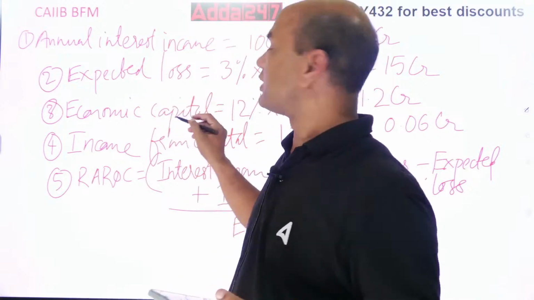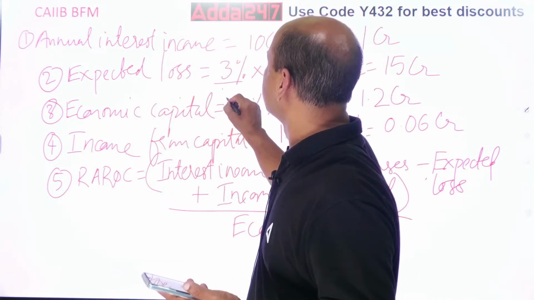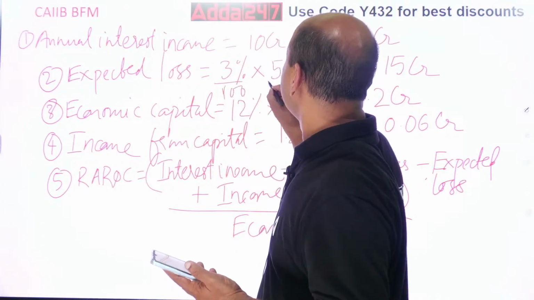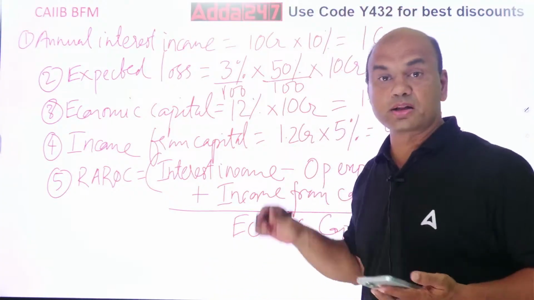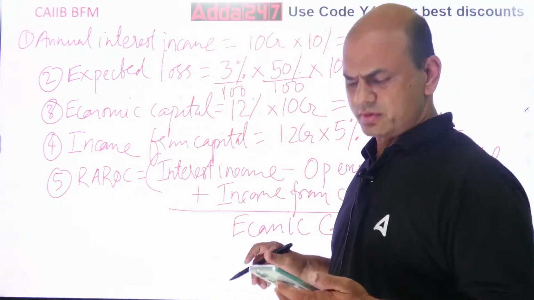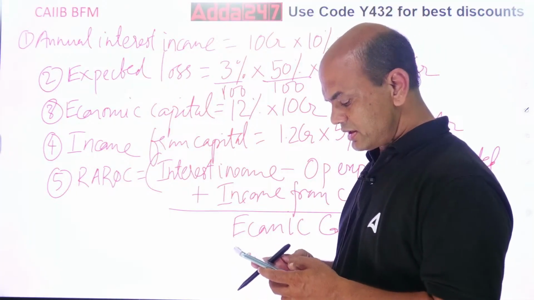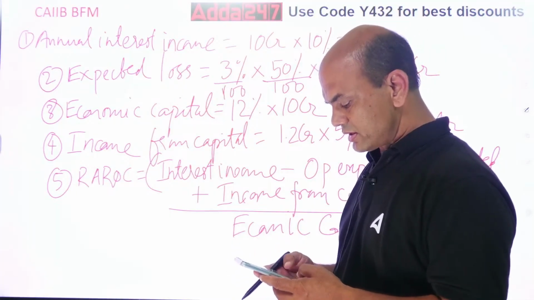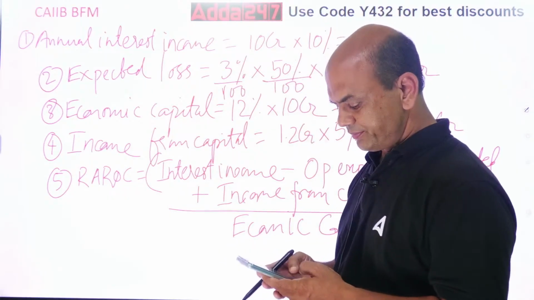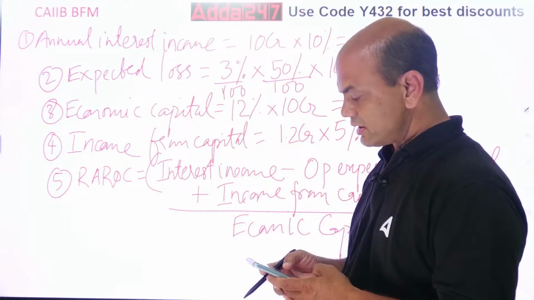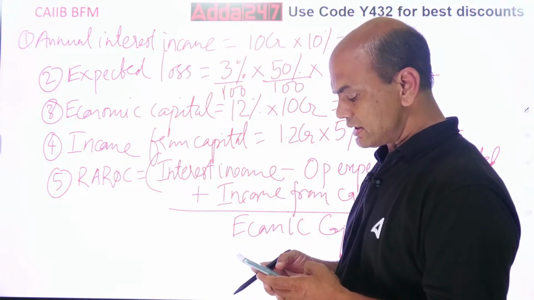3%. Percent means what? See, I'll write it over here. 3% means 3 upon 100. 50% upon 100. And then do it now. Now you'll get a different figure. That's what I was wondering, how come this happened? So 3 into 50 is 150, right? So 150 into 10 CR, let's do it later.